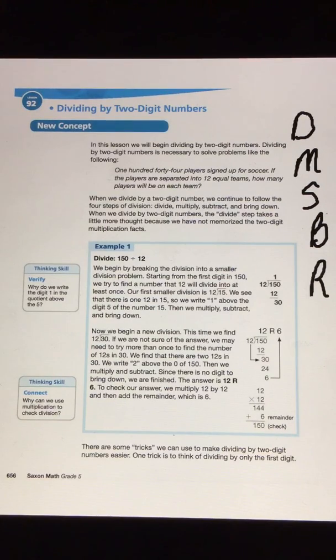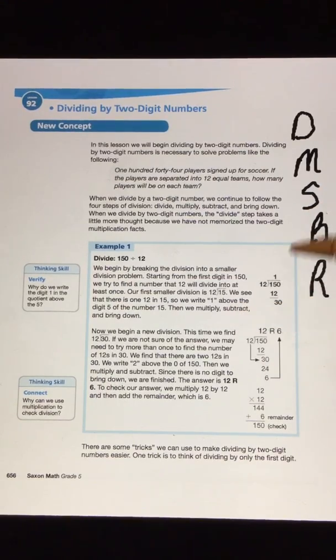In the first part of our lesson, they talk about 144 students signed up for soccer. If the players are separated into 12 teams, how many players on each team? So that problem would end up being 144 divided by 12. Guess what? We will be revisiting that problem later in our lesson practice.